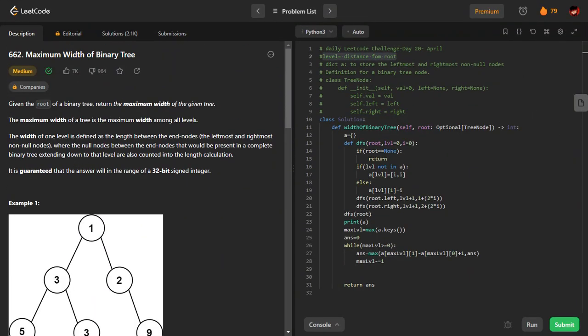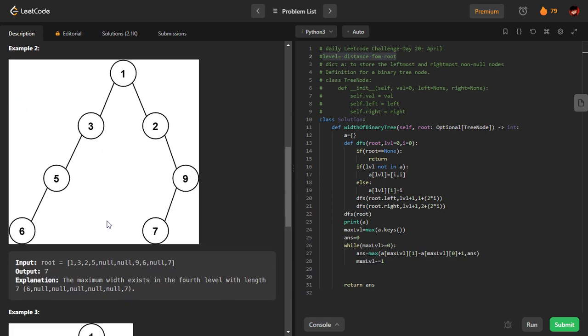Width is basically, at any level, consider the leftmost and the rightmost not null node. Once you have considered them, the nodes which come in between them, even if they do not exist, you have to consider them. Only the leftmost and the rightmost node should be not null. Any node in between them, even if it doesn't exist, you still have to consider. That means you have to consider the null nodes also. That is the basic idea.